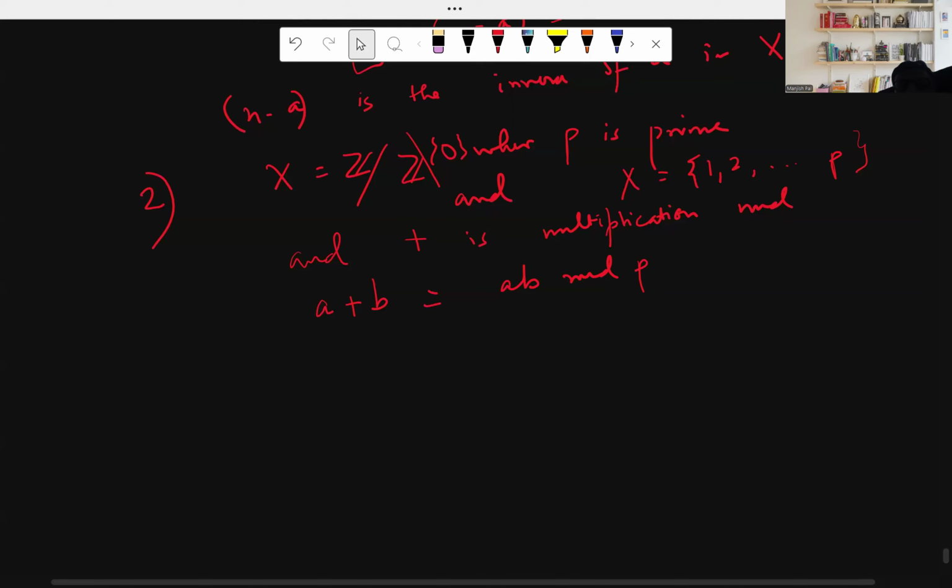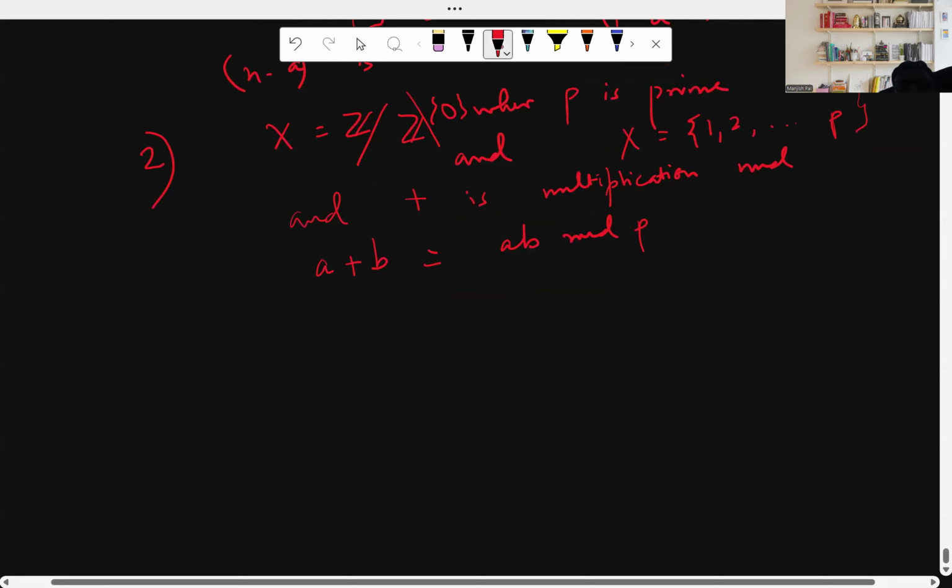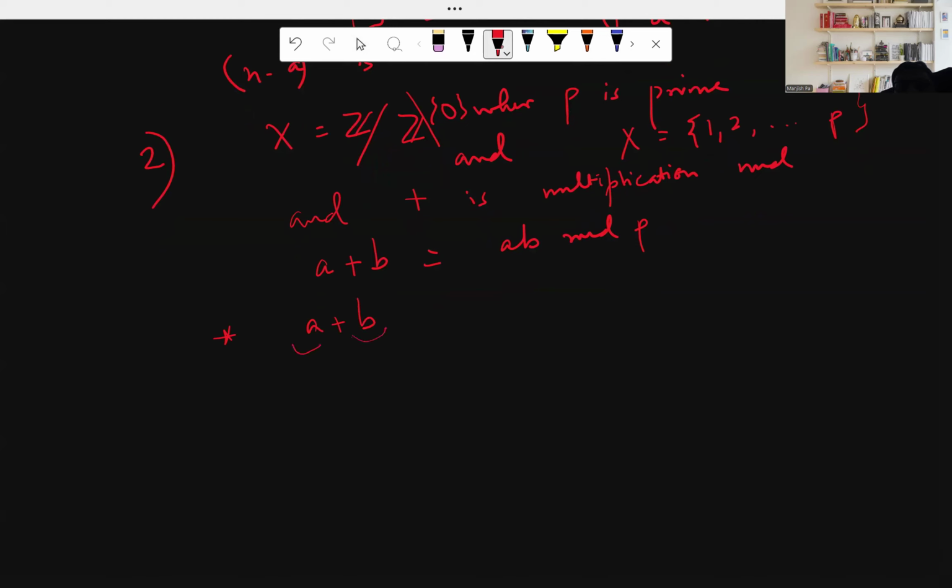So let us try to verify whether it's a group or not. Clearly the first condition: a times b, this is in X, this is in X. If we take the product and take again mod p, since p is a prime number, and a and b are values which are less than p, their product cannot have p as a factor.